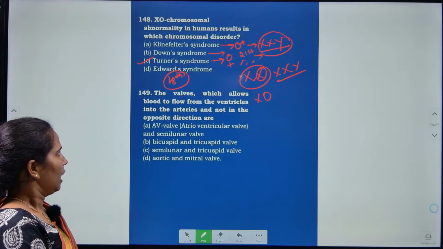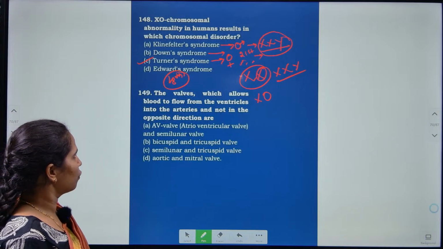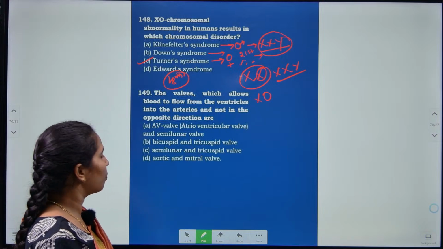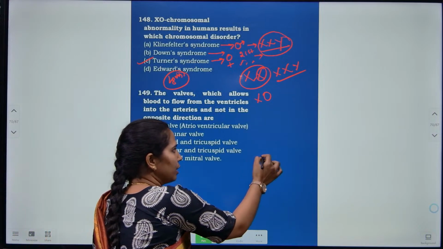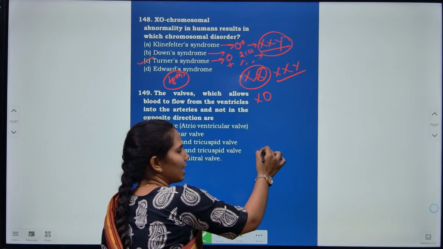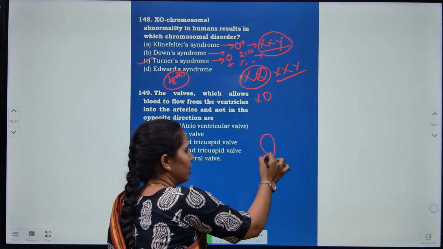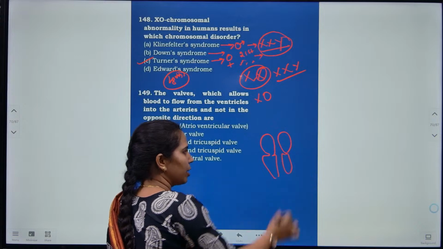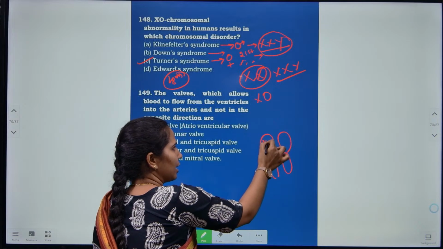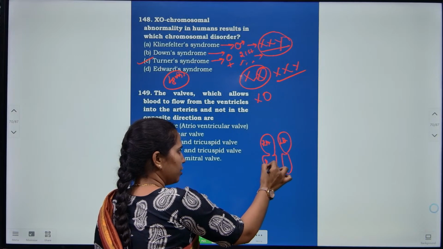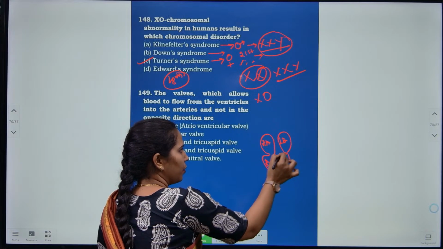The valve which allows blood to flow from the ventricles into the arteries and not in the opposite direction. Now you know that our heart is made up of 4 chambers here, that is the right atrium as well as the right ventricle here. So this is the right atrium, this is the left atrium, this is the right ventricle, this is the left ventricle.